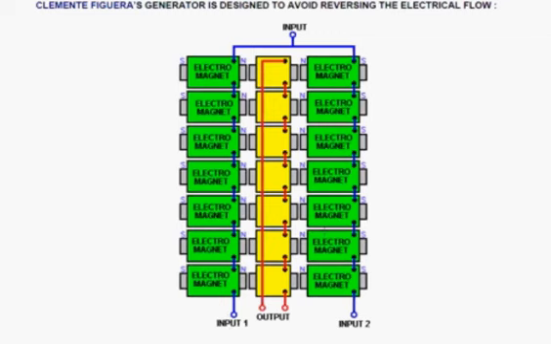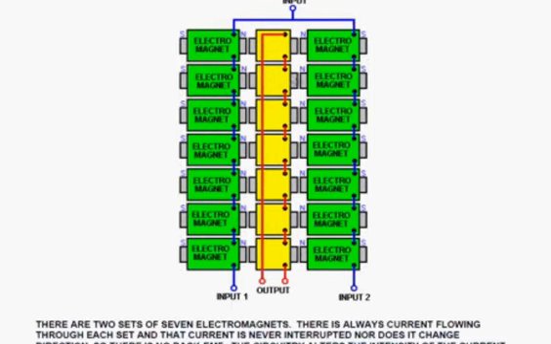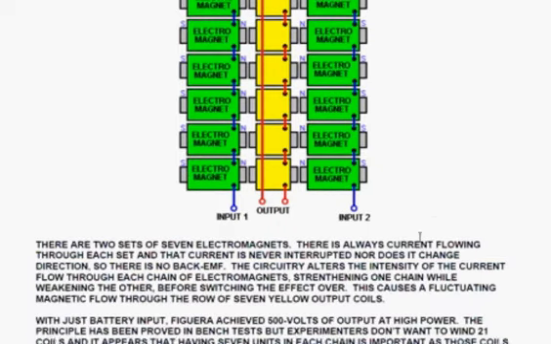And what he does is he always has current flowing in one direction through these electromagnets, the green ones. But he alters the intensity of the current flow from right to left to right to left. And that creates an alternating magnetic flow in these yellow electromagnets, which are output magnets. Now, he used a battery in his house to actually generate this particular power, and he created 500 volts from his battery, and he powered his house from it.